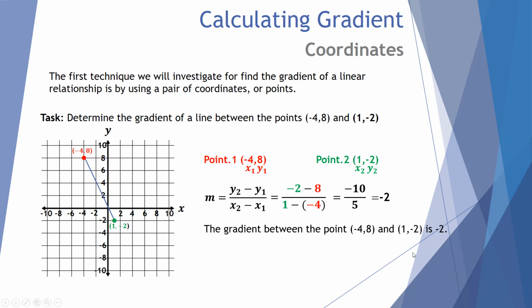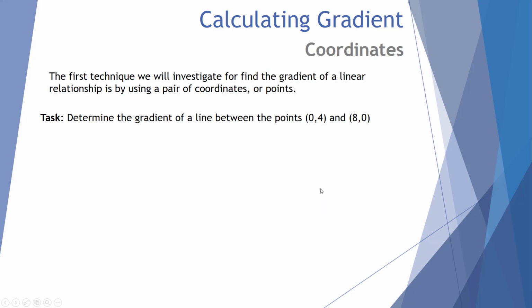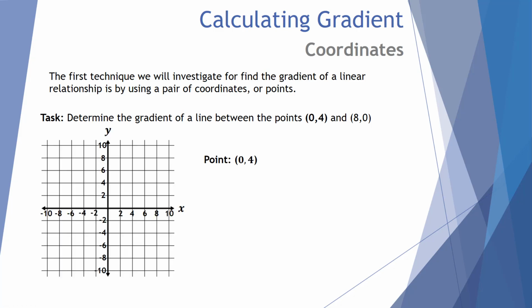Just checking our answer. Our fourth and final example, let's determine the gradient of a line between the points 0, 4 and 8, 0. So here's our graph. Point 0, 4, first of all, has an x value of 0 and a y value of 4. Where those points intersect, we put a dot and we label it the coordinates 0, 4.